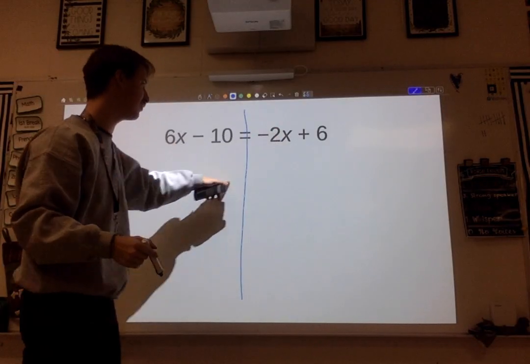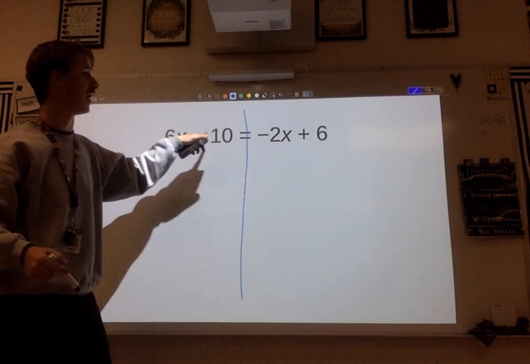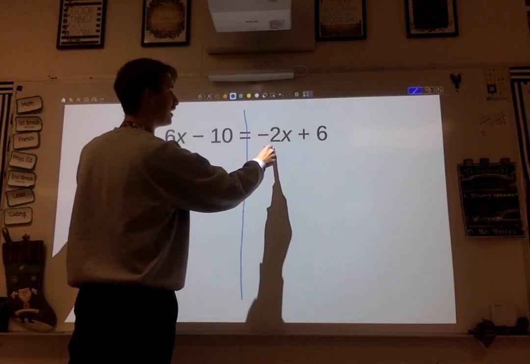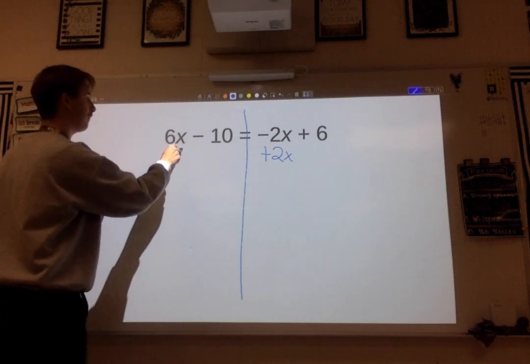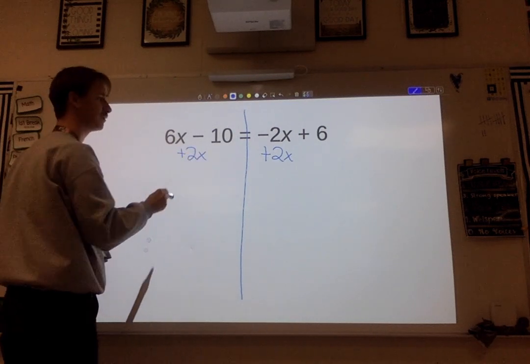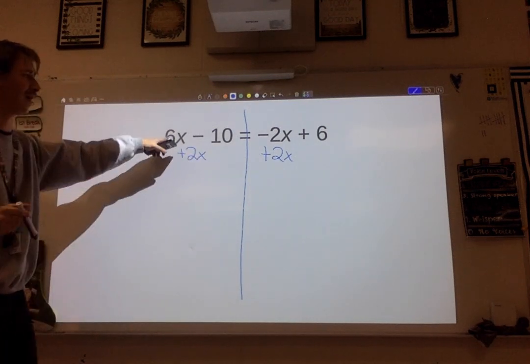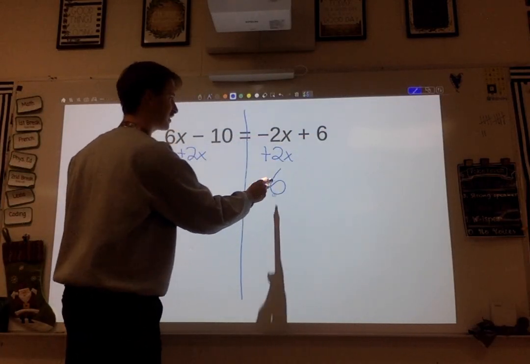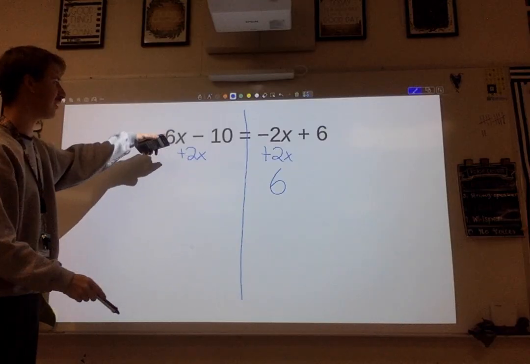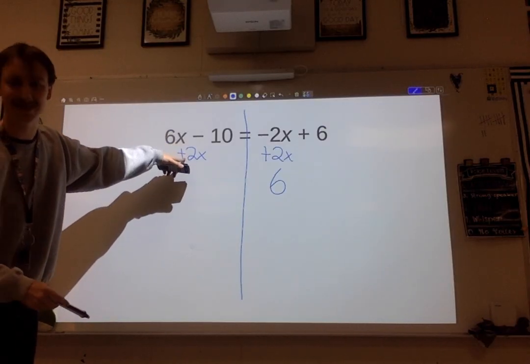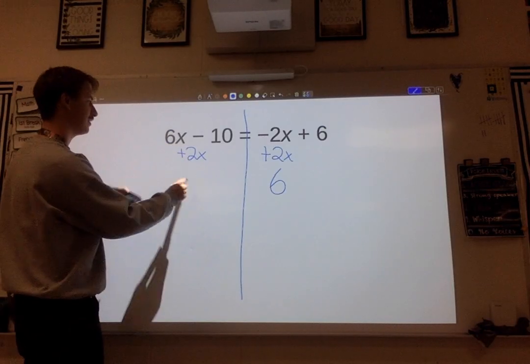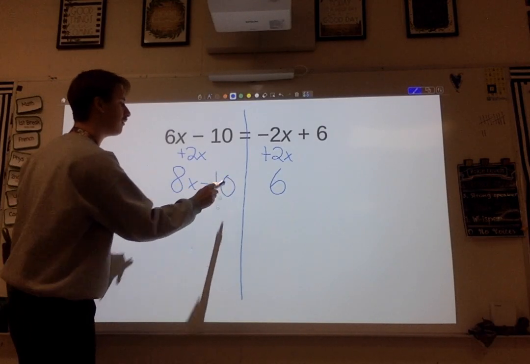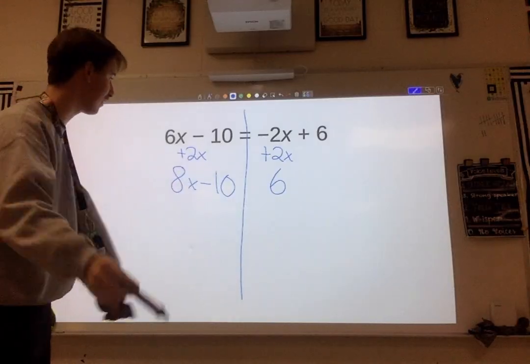So instead, we're going to move the negative 2x to the left side. I'm going to plus 2x, and I'm going to plus 2x. So what am I left with? Well, over here, I'm just left with my 6. I just have 6 left over here. And over here, well, I've got 6. Now I'm adding 2 x's. That gives me 8x. Now my minus 10, still there. We haven't done anything to it, so we need to write it down.